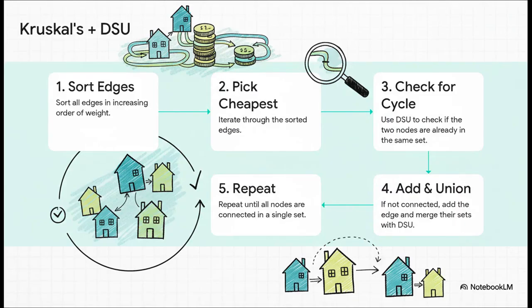So when you pair this DSU tool with Kruskal's algorithm, the whole thing becomes this beautiful, simple process. You grab the next cheapest cable on your list, you ask the DSU, hey, are the two houses on the ends of this cable already connected? If the DSU says no, you add the cable and tell the DSU to merge their groups. If it says yes, you just throw that cable away and move to the next one. You just repeat this until every single house is part of one big, happy, connected group.